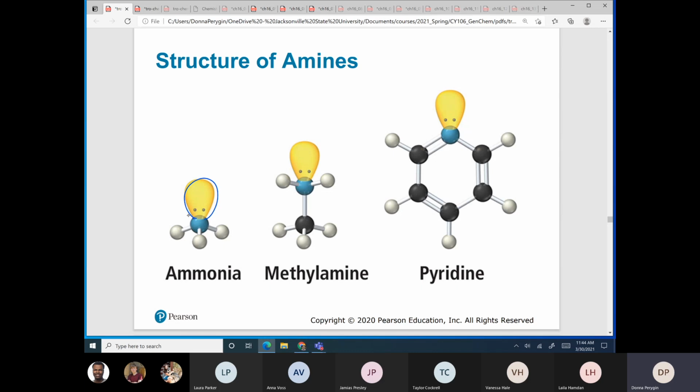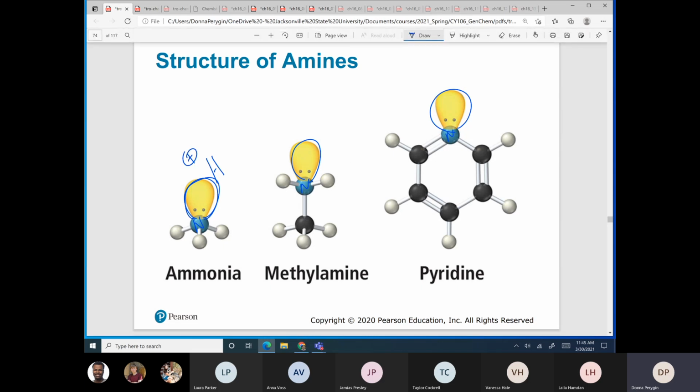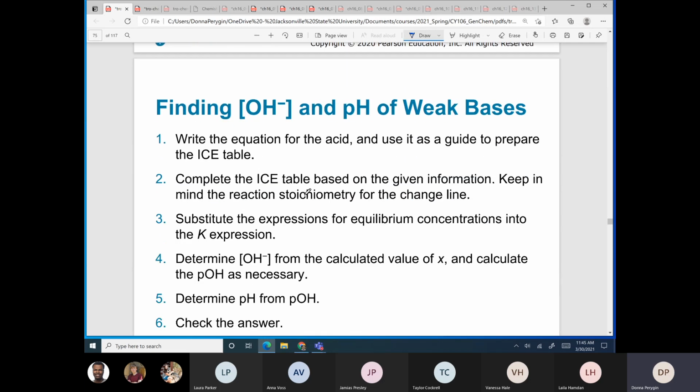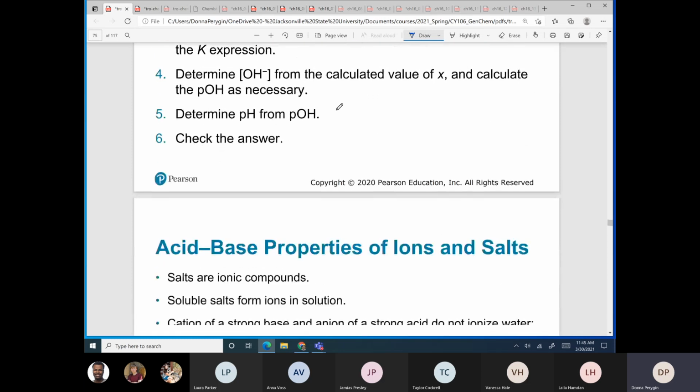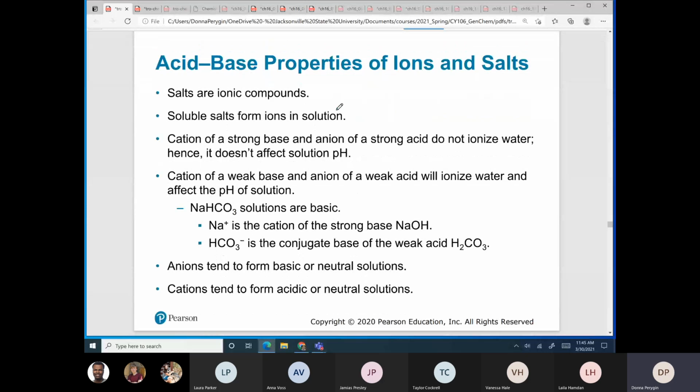Amines are bases because they have this lone pair that is available to pick up a hydrogen. So this blue is a nitrogen, and it has a lone pair that's going to be able to pick up a hydrogen and form a positively charged species. And they're very good at doing that, okay? So they're often used in reactions to do that. Okay, so if you want to find the hydroxide ion concentration of a weak base, you need to set up an ICE table. We just worked some problems from that, so I'm not going to spend a lot of time on that. The next topic is acid and base properties of ions and salts.